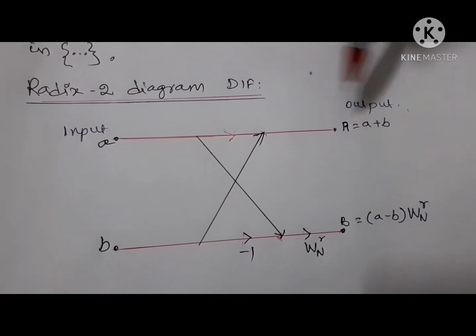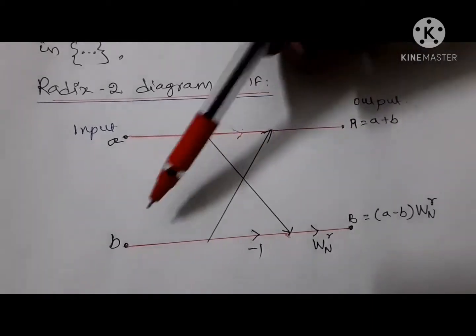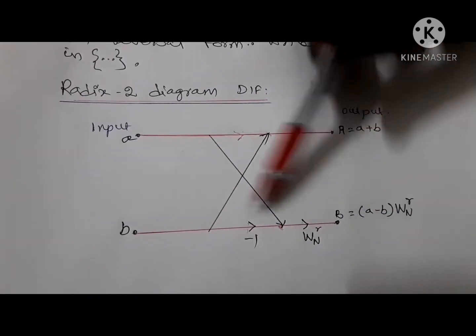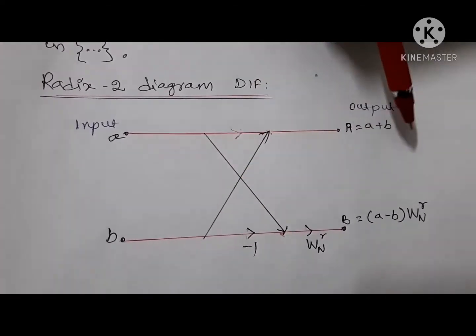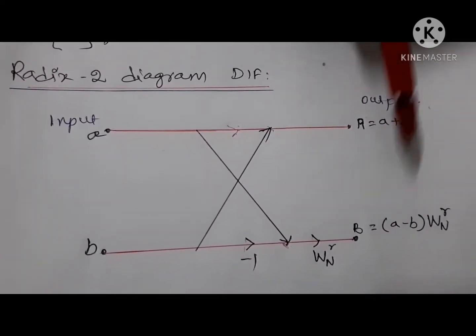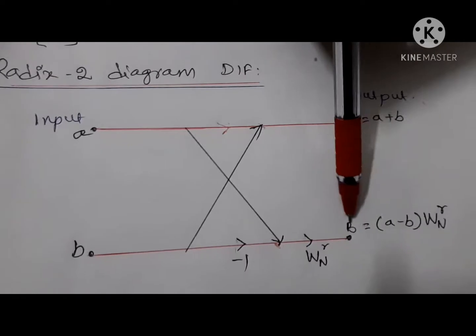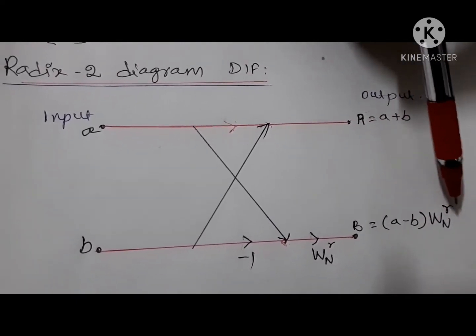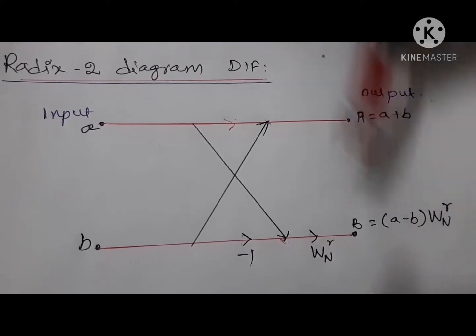You can compare with DIT also. In DIT, we multiply the twiddle factor at the input, but here at the output. If you multiply at the input, both will be affected by the twiddle factor, but here only one port, the second output, will be calculated with the twiddle factor W n of 4.